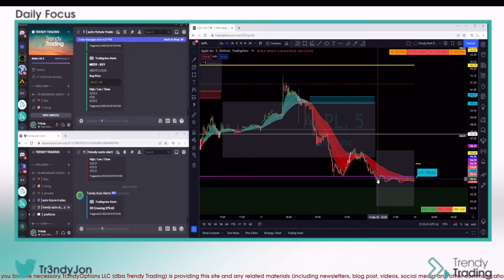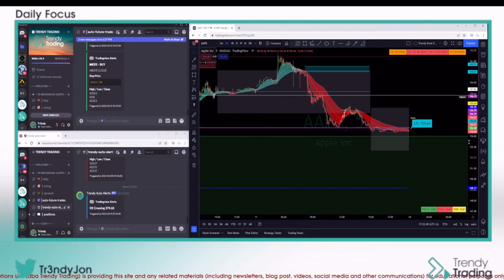Again, just to be clear, if I get sell signals and the market starts to sell off, then I'll be looking for targets to the downside. And as I said, we could see 145, 149, and so forth.